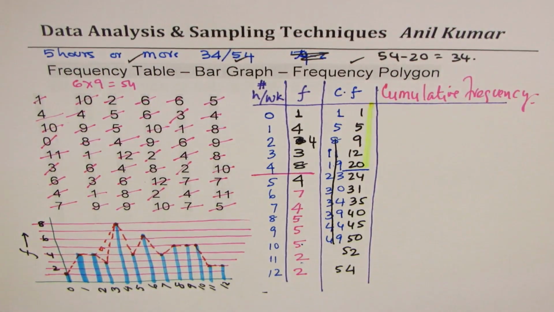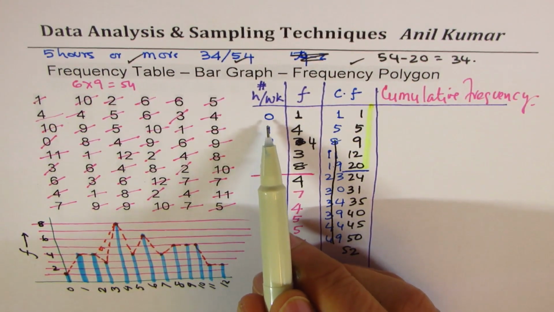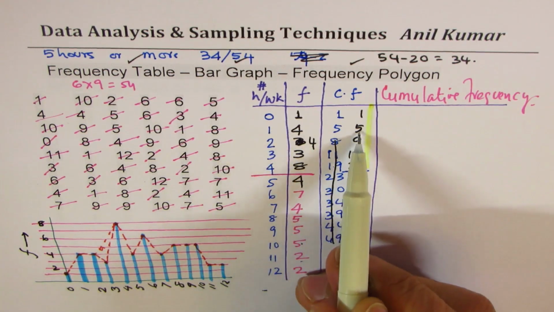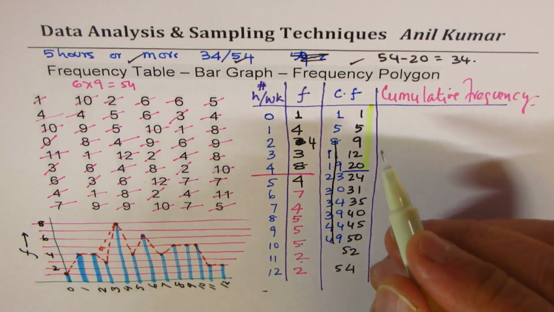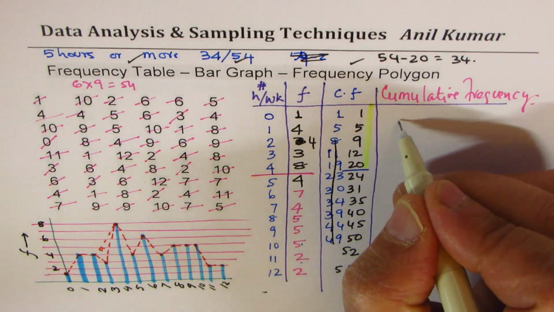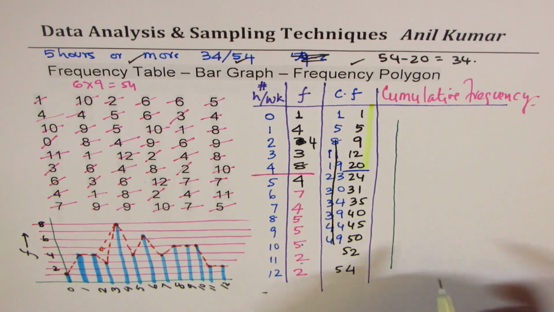Okay, so for cumulative frequency, what do we need? Basically, we say that up to 0 hours, we have 1, and less than 1, in this case, we have 5. So we could have a cumulative frequency graph also. The only thing is that the y scale becomes bigger since we are going up to 54.